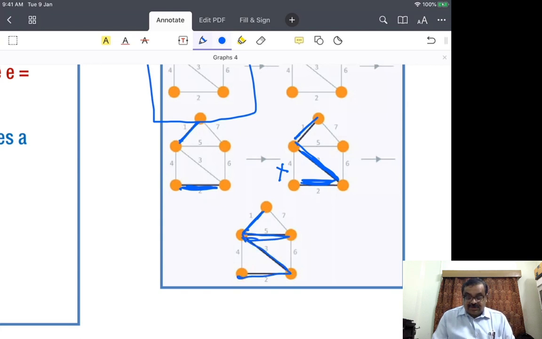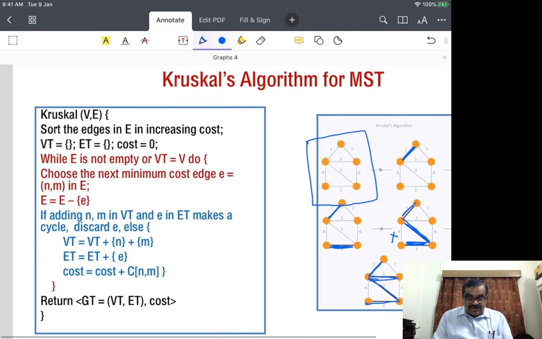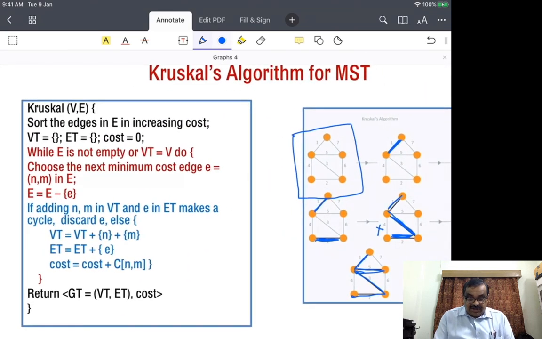Now it covers all the edges. So as I said, the algorithm proceeds by sorting the edges. After you sort the edges, you start choosing the edges one by one and reject only that edge which forms a cycle in the already chosen subgraph. So the algorithm pseudocode is as follows. Sort the edges in terms of cost.